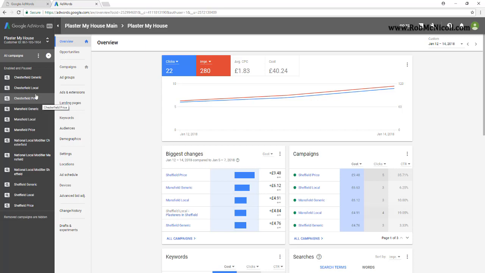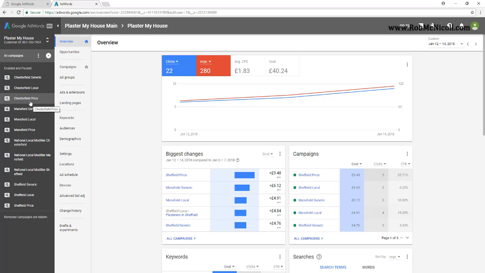So we've done it by price, we've done it by local, we've done it by generic. Generic, remember, is the phrases. So I want to plaster my wall, I want to get my ceiling fixed. That's a generic phrase. Local is Chesterfield plasterer, plasterer in Chesterfield, Chesterfield's plastering services. Chesterfield price would be what's the price to plaster my wall per square meter.